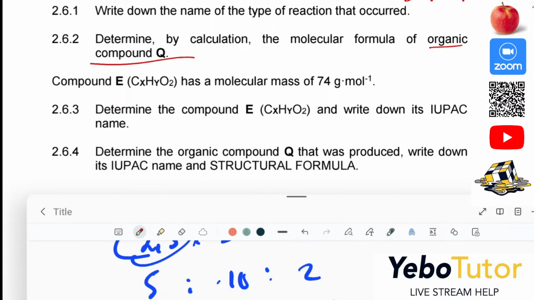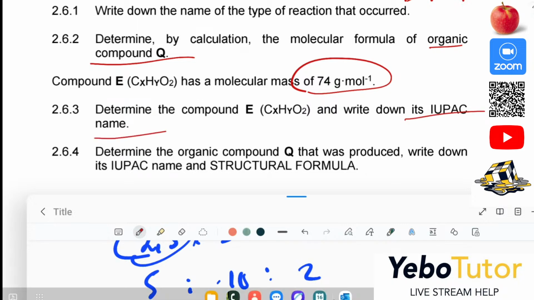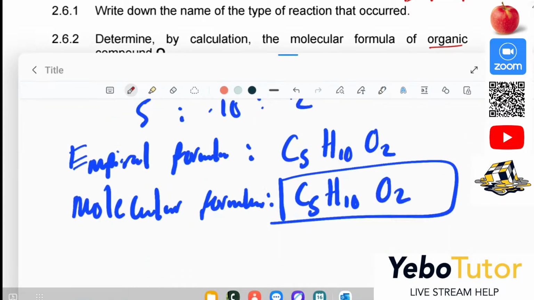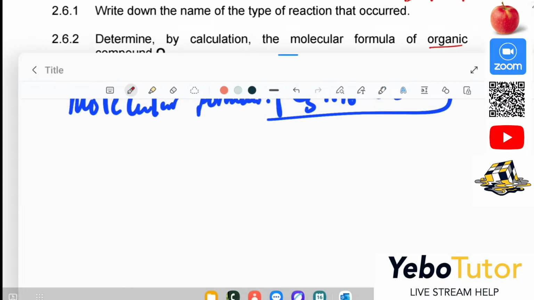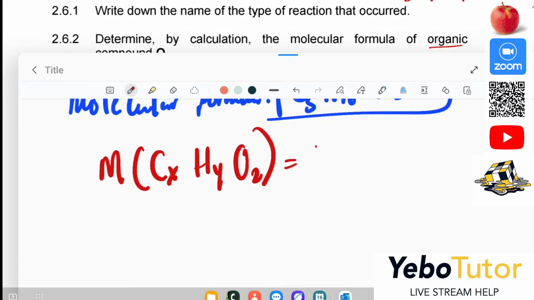Wow, it's worth it. Now compound E, which is CxHyO2, has a molecular mass of 74 grams per mole. Determine compound E, and write down its IUPAC name. Guys, this is already easy because we know our formula, so our life is getting easier and easier. We can solve it in two different ways because you're already given what we have. So that can be our molecular mass for CxHyO2, which is equal to 74.